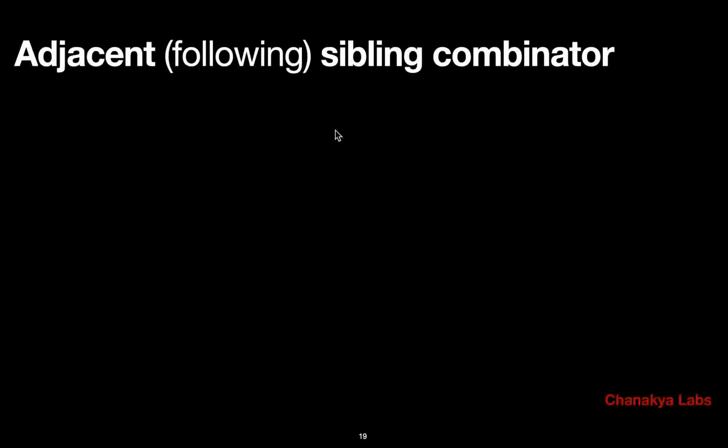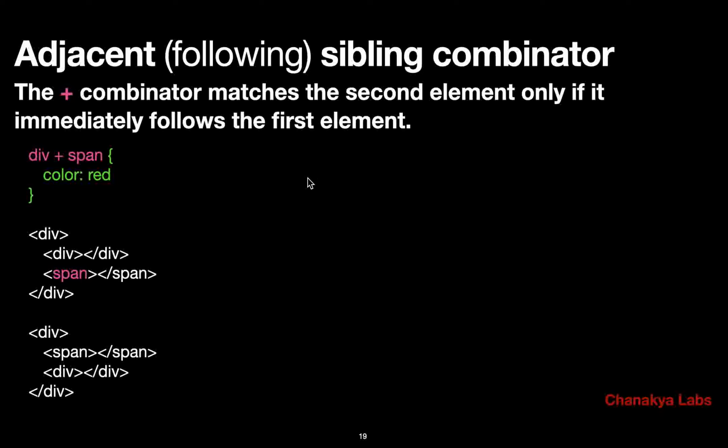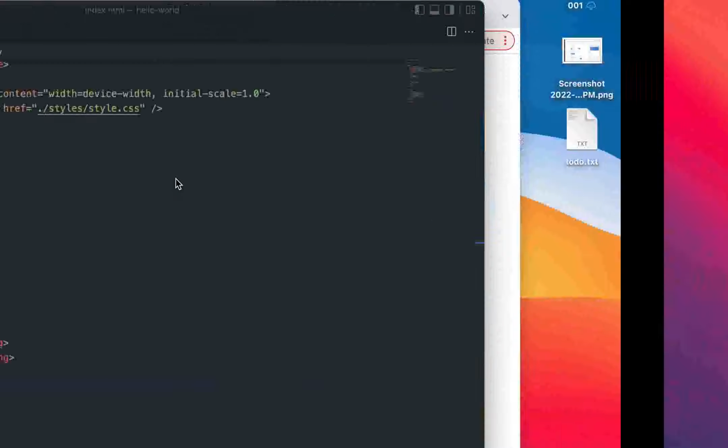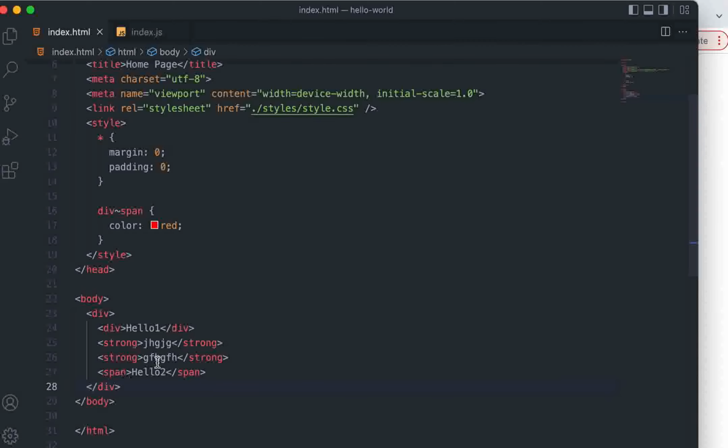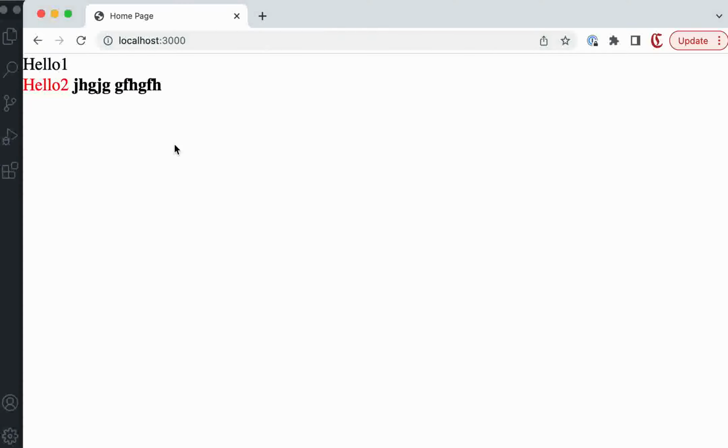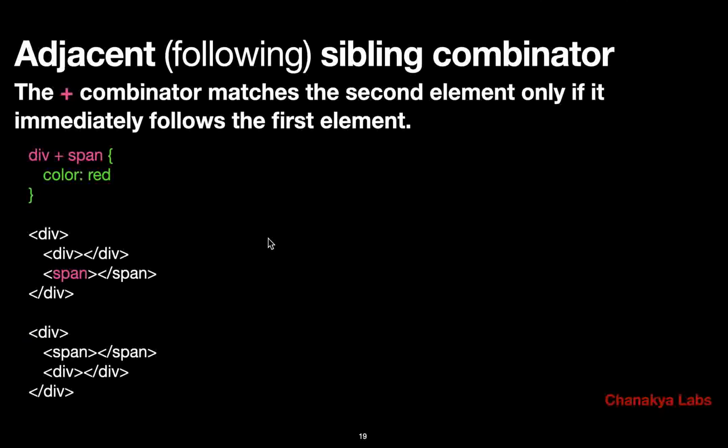Next, the adjacent or following sibling. Here also it should be following, but it should follow immediately, not later. For example, here we saw that even when the span comes after something else, it is still targeting. But if we convert this to plus, then we will see that now it is not targeting. However, if it is immediately after that div, then it will target. And obviously it will not target before this. So that is the adjacent sibling combinator.